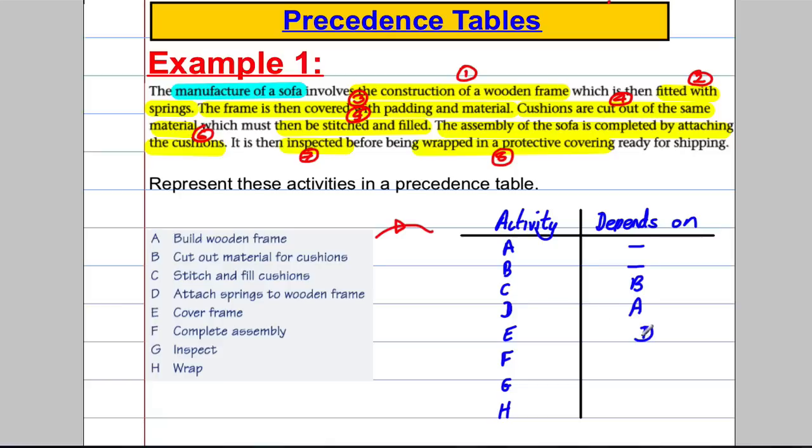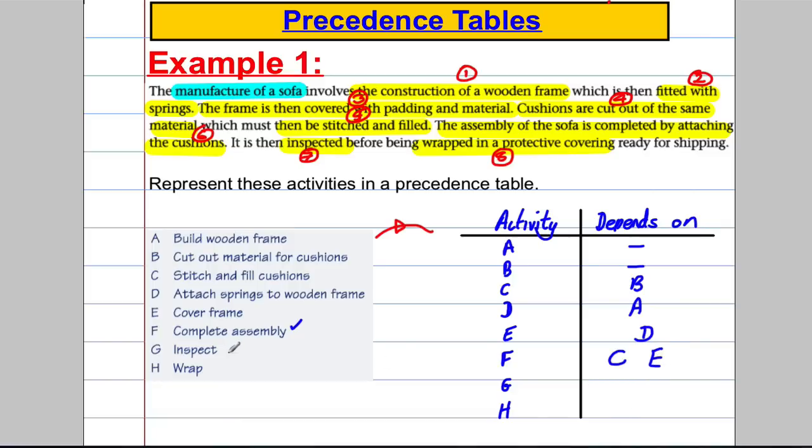So E depends on D having happened. Given that D depends on A, clearly E has to happen after A, but we don't need to show it in the table. It's shown by the way we've laid out the table. Now F, we need to complete the assembly. Now looking up here, complete the assembly, that happens by attaching the cushions. So clearly what we must have done is we must have finished C, which is the stitching and filling of the cushions, but we must also have finished covering the frame, which is E. So I'm going to say it depends on C and E.